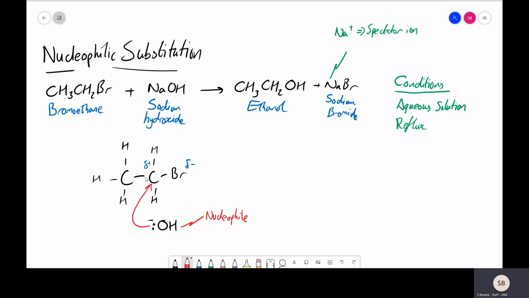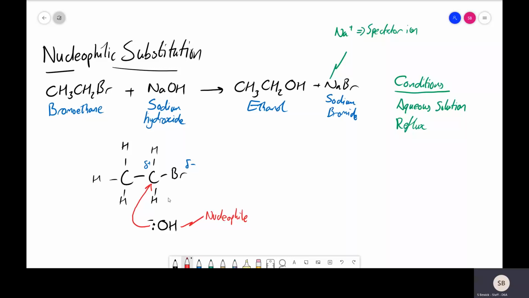Now, AQA don't worry about this, but other exam boards do. And if you move on to chemistry further, this will also matter. I've drawn the curly arrow basically attacking the carbon from behind, so attacking it from the opposite direction to the bromine. And that's the correct way to draw it.